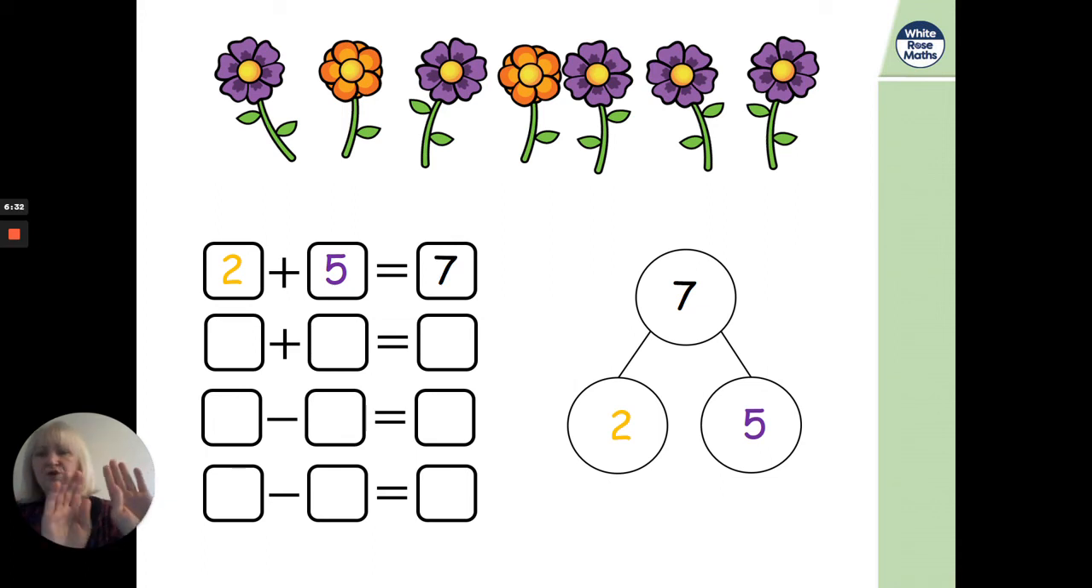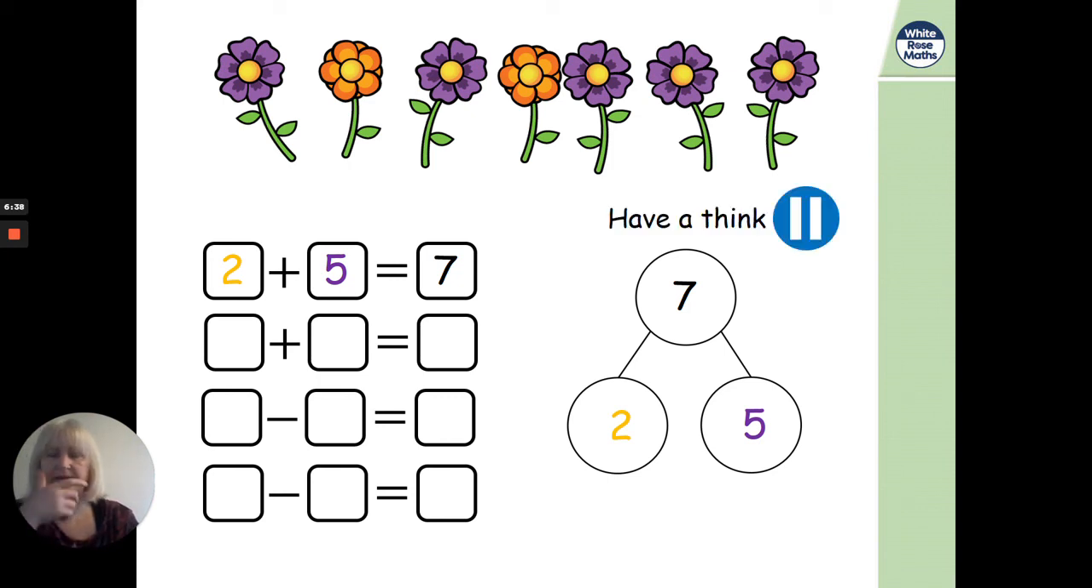I know, I could change round the 2 and the 5, couldn't I? So I could start with the blue flowers this time. Yes, I will. 5 and the 2 orange flowers, and I've still got 7 altogether. And then I've got to start this time with my whole number. So my whole number is 7.